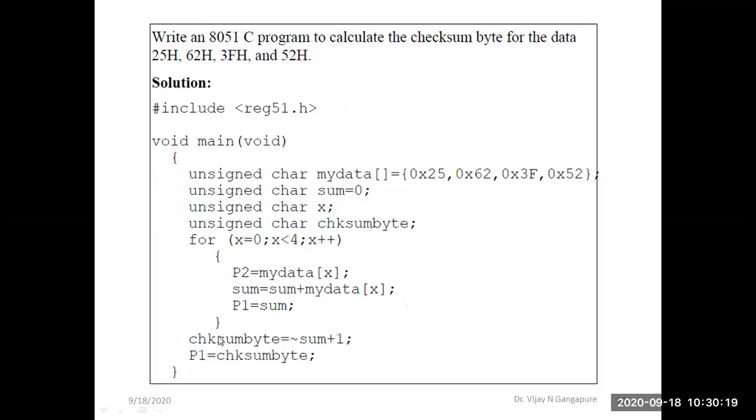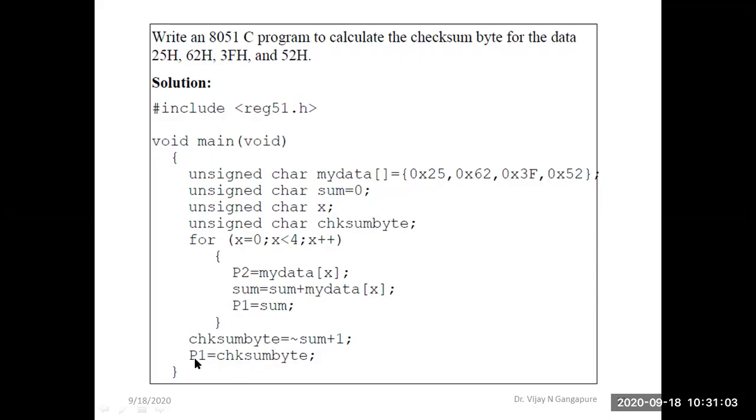Okay, so this statement, checksum byte is equal to tilde sum plus 1, what is it doing? See, tilde is operating on the content of sum, which is the addition of all these 4 bytes. So we are taking its 1's complement, a bitwise inversion operation on this sum. That means we are taking the 1's complement of whatever is in sum, and adding 1 to it, which makes it the 2's complement. So simply we are taking the 2's complement of whatever content is in variable sum, and that gets stored in variable checksum byte.